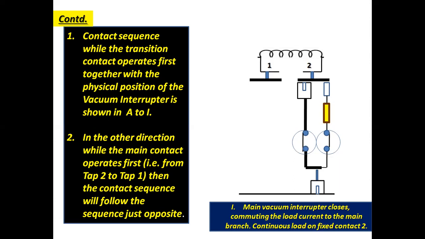Number 2, in the other direction, that is in the opposite direction, while the main contacts operate first, that is from tap 2 to tap 1, then the contact sequence will follow the sequence just opposite to the previous diagram, that is shown in figure A to I.